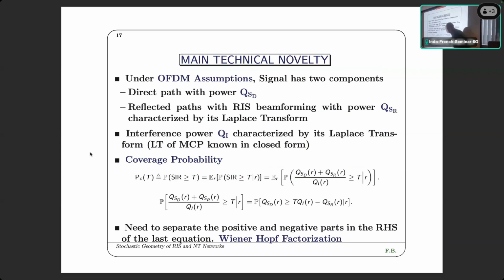You massage the thing, and it's the chance that QSD, which is the direct signal, for which let's take again Rayleigh fade, although it's better to take Nakagami or RIS, exceeds TQi minus QSR of I. QSR is reflected at distance R, right? And you see, if you take Rayleigh fade here, an exponential random variable should exceed the difference of two random variables for which you know the Laplace transform. And so this is called the Wiener-Hopf factorization problem.